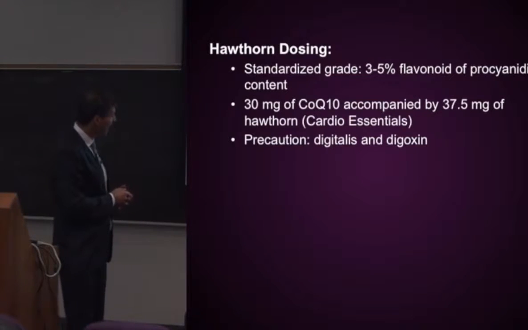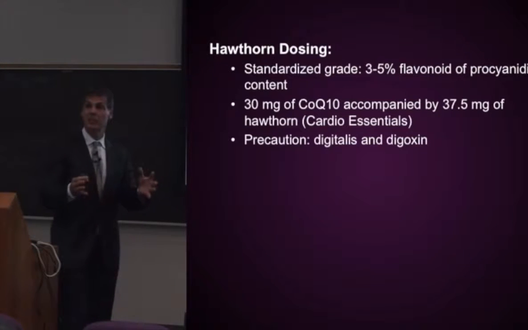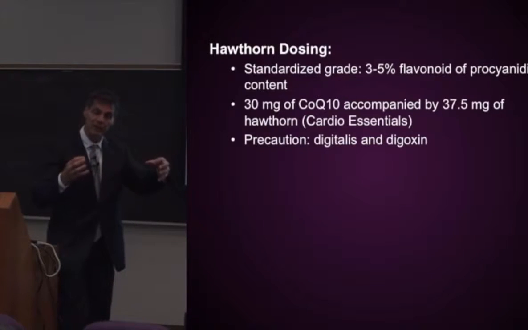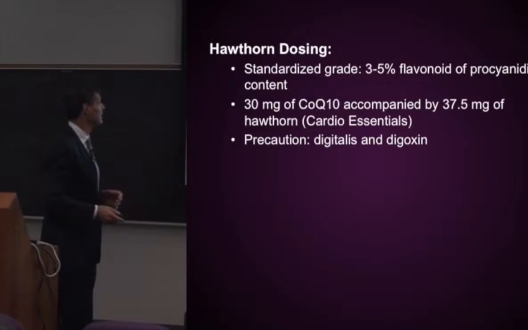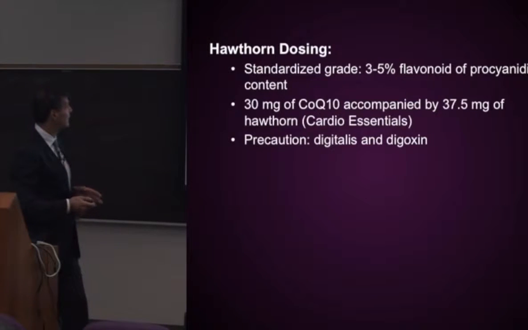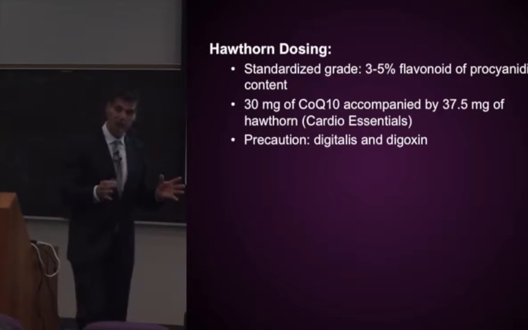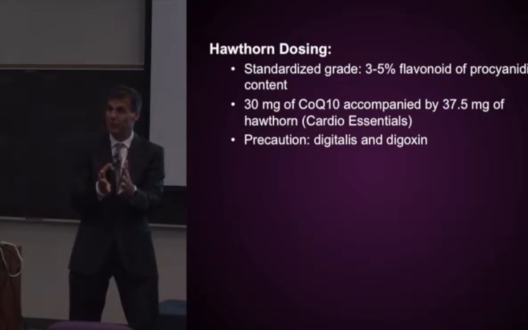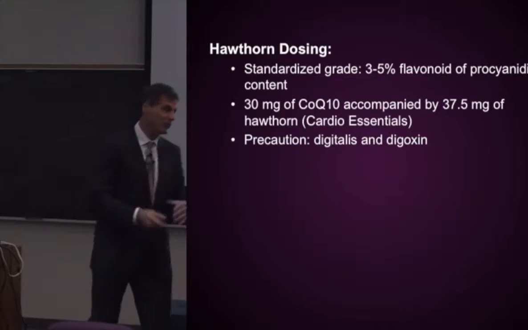And normally, I like with every 30 milligrams of CoQ10 to accompany it with 37.5 milligrams of a standardized grade of Hawthorn. That's what I did in Cardio Essentials. I think that's the right combination for people. But again, you couldn't give that supplement to somebody on digitalis or digoxin, because Hawthorn and digitalis can't be used together. So the way that I use this Cardio Essentials, I put CoQ10 in there with the Hawthorn. I also added more quercetin, because quercetin decreases inflammation in the blood vessel wall, which also has an anti-vascular disease effect. So I put those three together.